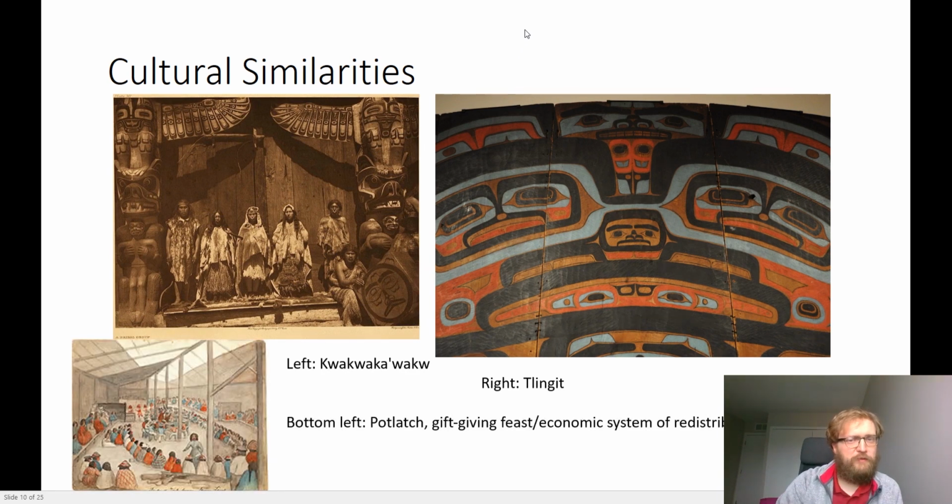And then there's also a lot of shared cultural practices. So for instance, a lot of groups in the Pacific Northwest practice what's called the potlatch. The potlatch was a sort of economic redistribution system / gift-giving feast, and it was criminalized by Canadian and American authorities for a very long time.